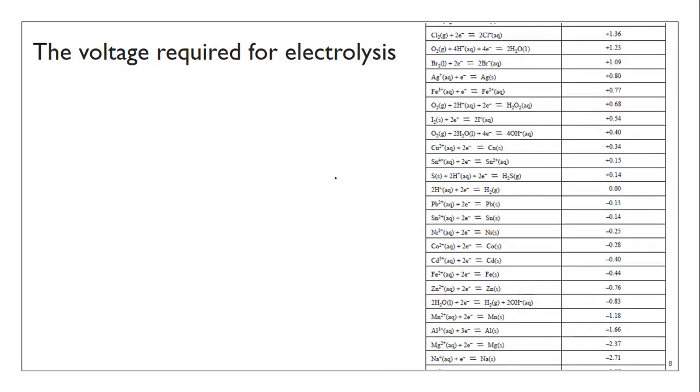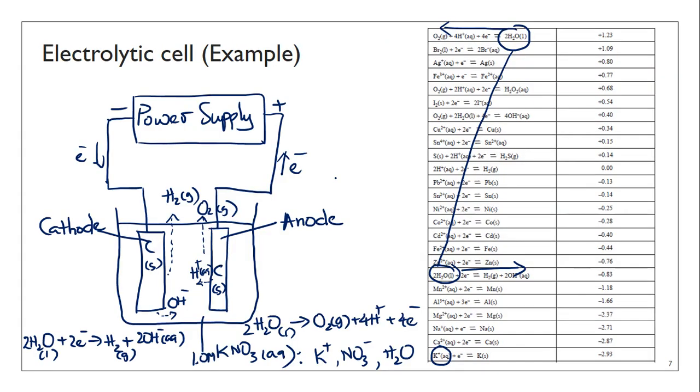One more thing that we need to discuss is the voltage required for electrolysis. Once again, the main difference between electrolysis and galvanic: galvanic would produce electricity, and you can calculate the voltage that a galvanic cell will produce. For the opposite process, electrolysis, you need to be able to estimate how much voltage you actually need to supply to the cell for the desired reaction to take place. So we go back to this example. The voltage here is 1.23 and the voltage here is negative 0.83.